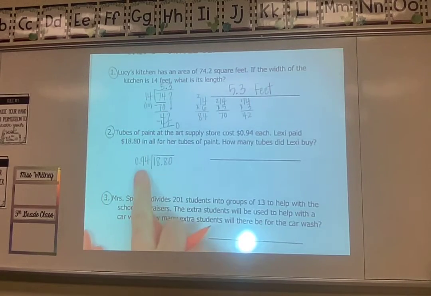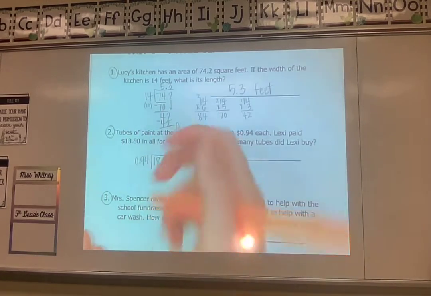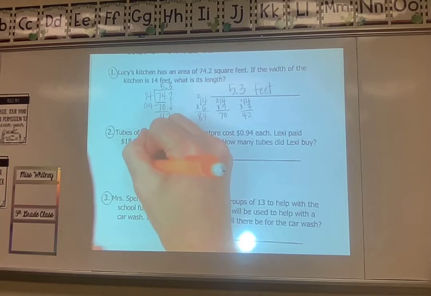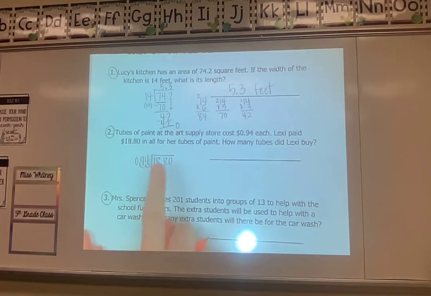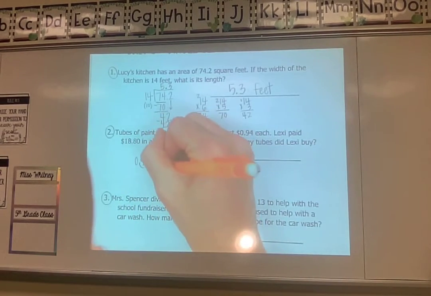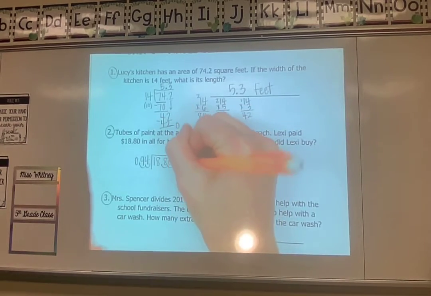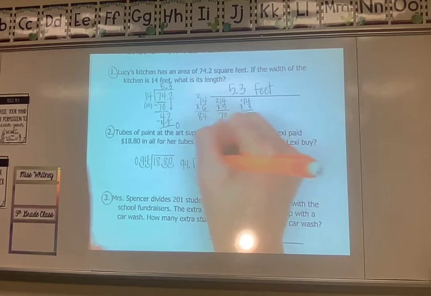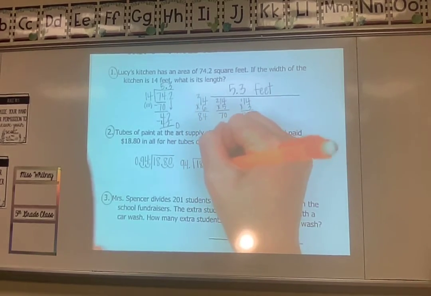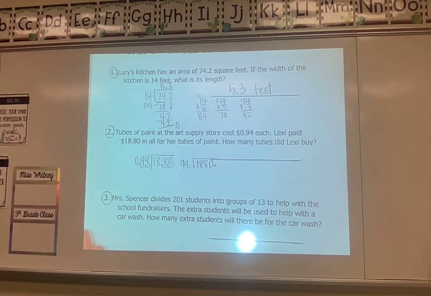First, I want to check out here. I do have a decimal, so I need to take care of that first. It needs to be moved back 2 spots. If I do that, I go inside the house, and I have to do the same in here, so move it back. I'm going to then recopy my problem with my decimals in their new spot, just so that I do not get confused. And then I'm going to work it out.